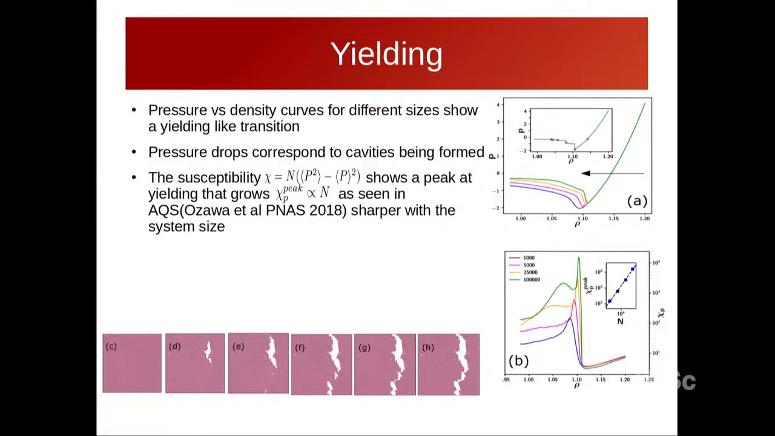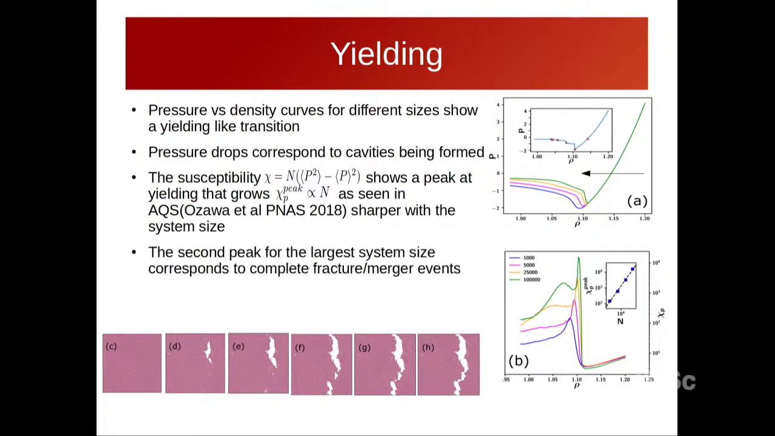We see that the peak of this susceptibility goes as N, and this has also been seen in studies of athermal quasi-static shear. And for the large system sizes, there is also another secondary peak here. This peak corresponds to the growing of these cavities and sometimes even complete fracture of the solid.